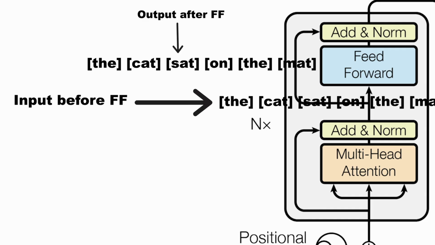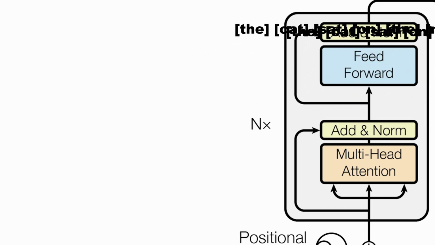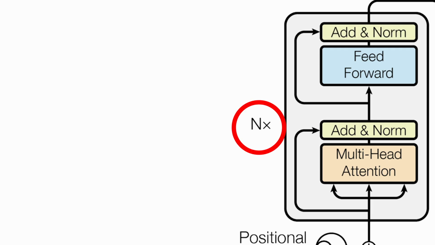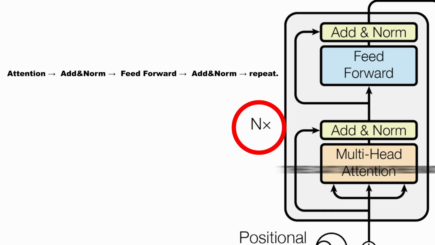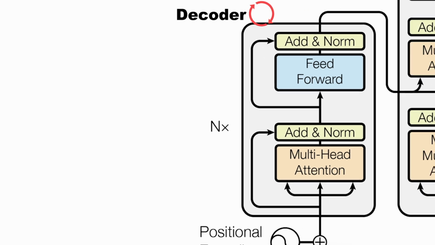Just like before, the output from the feed-forward network is added back to its input, and the result is normalized again. Now, if you look back at the diagram, you'll see an NX next to the encoder block. That means everything we just went through, multi-head attention, add and norm, feed forward, add and norm again, isn't done once, but repeated several times. By the time we reach the top, every word's vector now fully captures the meaning of the whole sentence, ready to be passed on to the decoder. Now onto the decoder side.